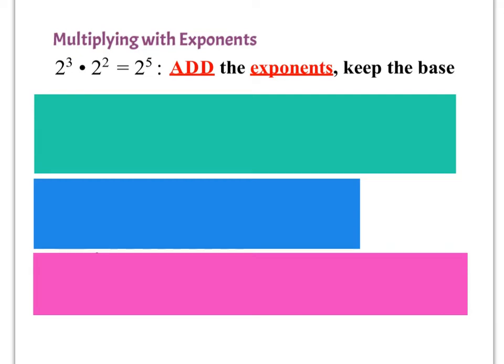All right, so today we're going to do a quick review of exponents since we haven't done it in a while. There's 4 main exponent properties we're going to review. First of all, there's multiplying with exponents.